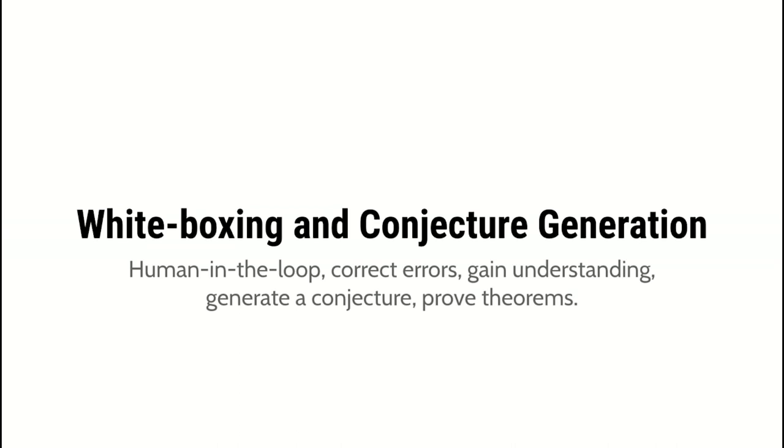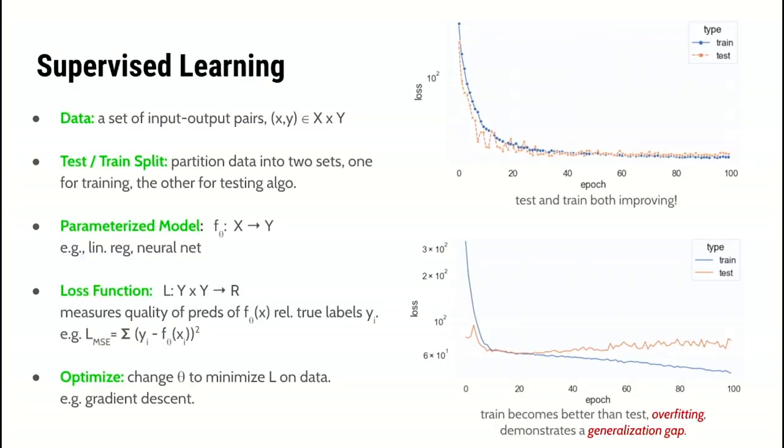Okay, so the first part of the talk is about white boxing and conjecture generation, and the key point is to try to bring the human in the loop, gain understanding, generate a conjecture, and prove theorems. So first I need to tell you a little bit about machine learning. So here's the background slide on supervised learning.